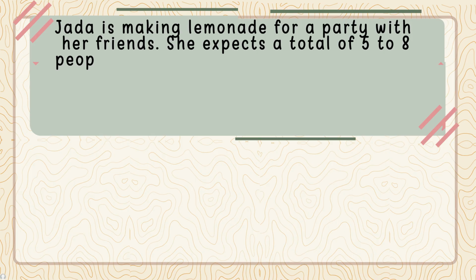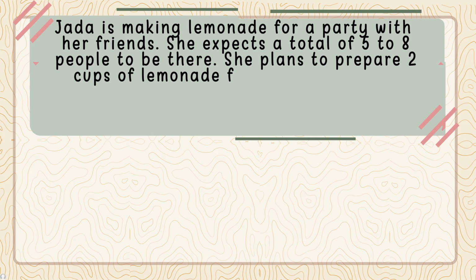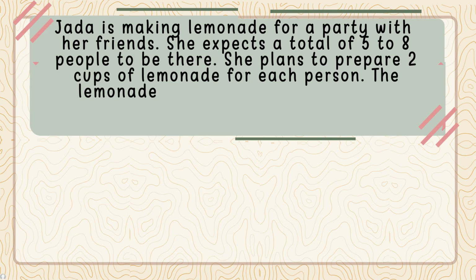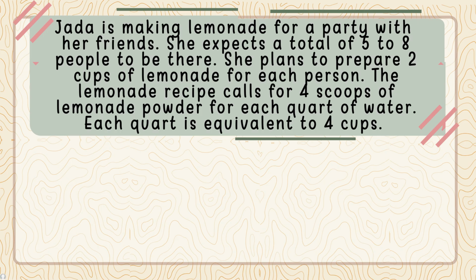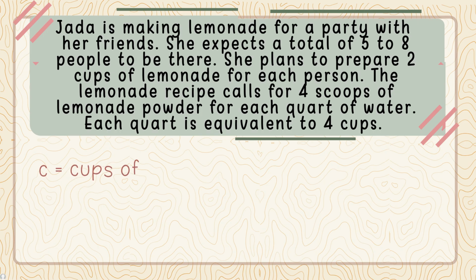Jada is making lemonade for a party with her friends. She expects a total of 5 to 8 people to be there. She plans to prepare 2 cups of lemonade for each person. The lemonade calls for 4 scoops of lemonade powder for each quart of water, and each quart is equivalent to 4 cups. Let's start by labeling any variables and unknowns that we have.